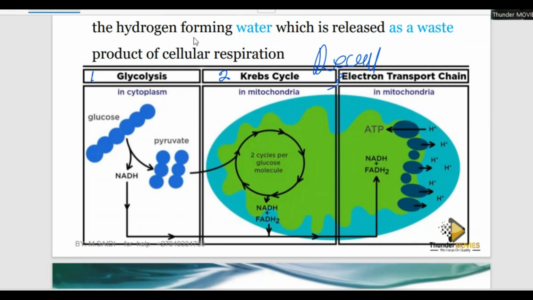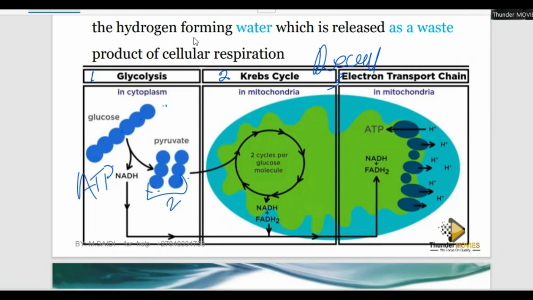So what is very important in glycolysis is that the 6 carbon molecule will break down to form 3 carbon molecules, 2 of them. Number 2, you produce a bit of ATP. That's number 2.